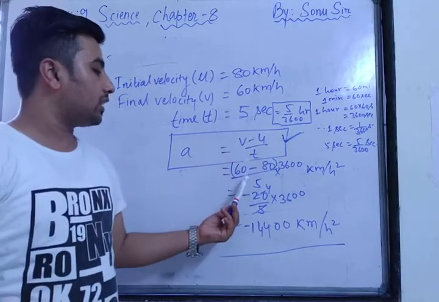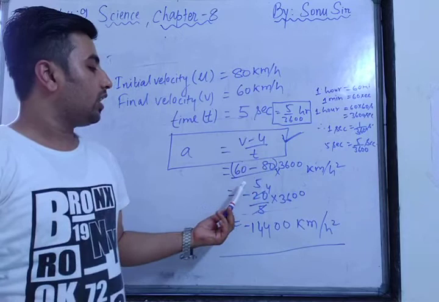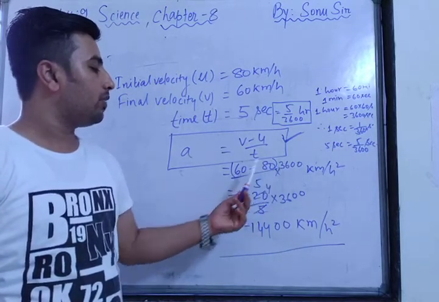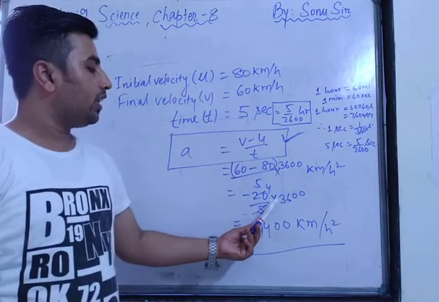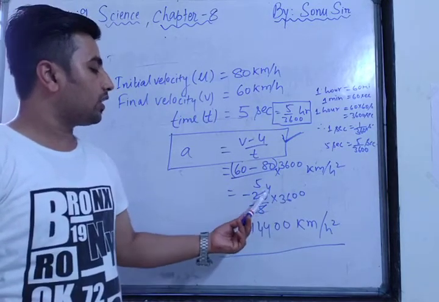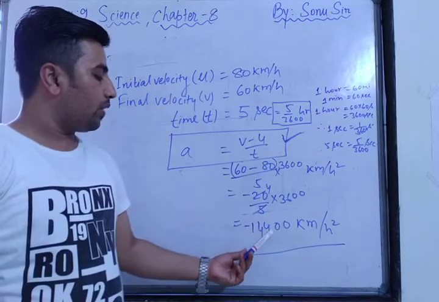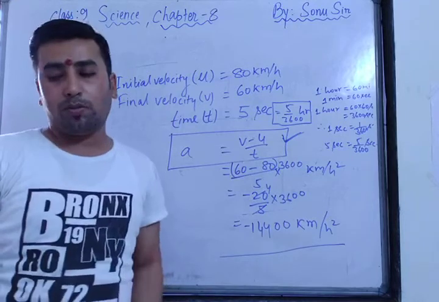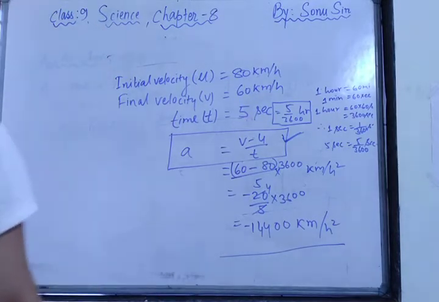Final velocity here, 60 minus 80 upon 5 divided by 3600. So the 3600 will go up. 60 minus 80, minus 20 into 3600 upon 5. 5 4s are 20. 36 into 4, 6 4s are 24, 2 4s are 8 plus 2 is 10, so minus 144 kilometer per hour square. So what will be the answer? Minus 144 means you can say 14,400 kilometer per hour square.